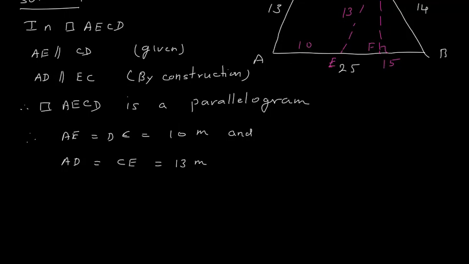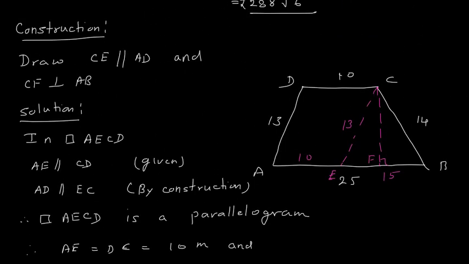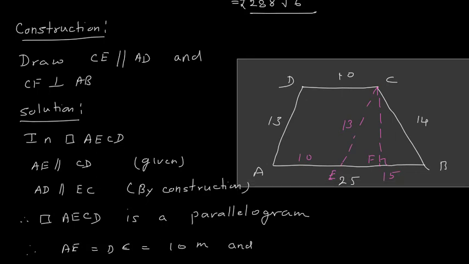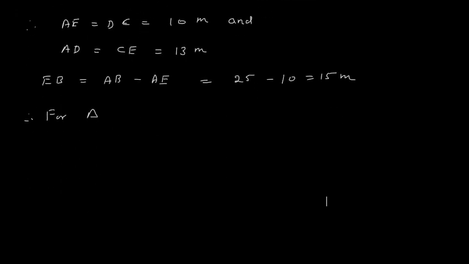Now we will take EB. EB equal to AB minus AE. You can see from the diagram, AB is 25 minus 10, it gives me 15 meter. So therefore, for triangle CEB, let us copy this diagram down also here so that it is convenient to solve.